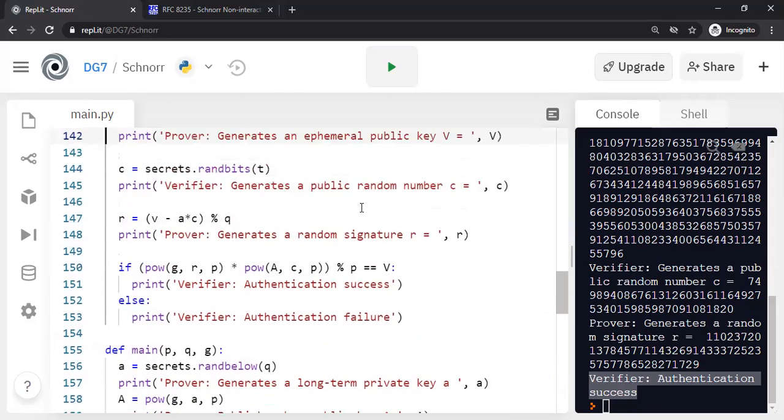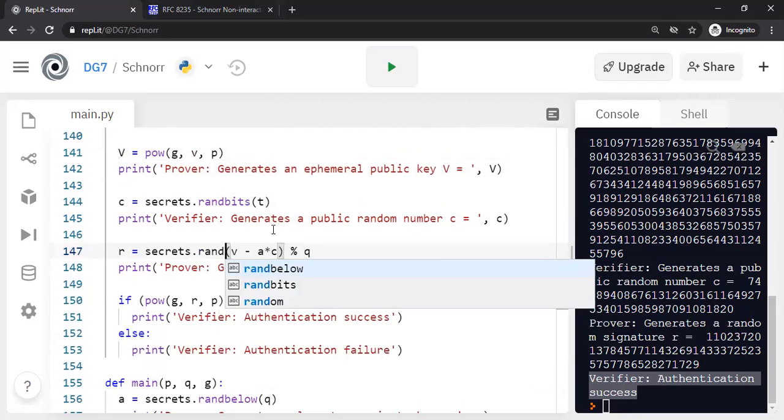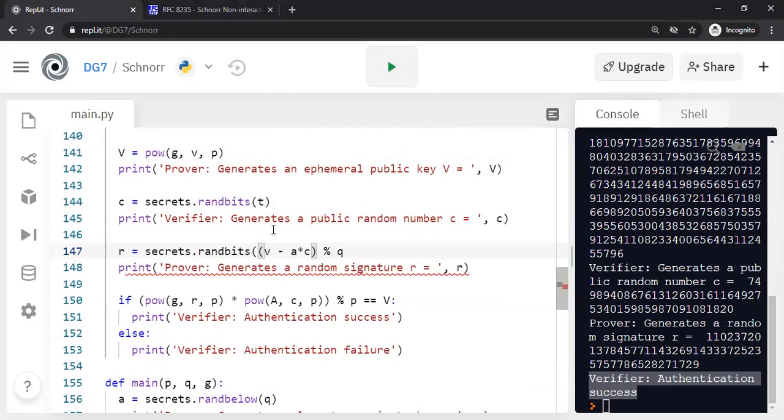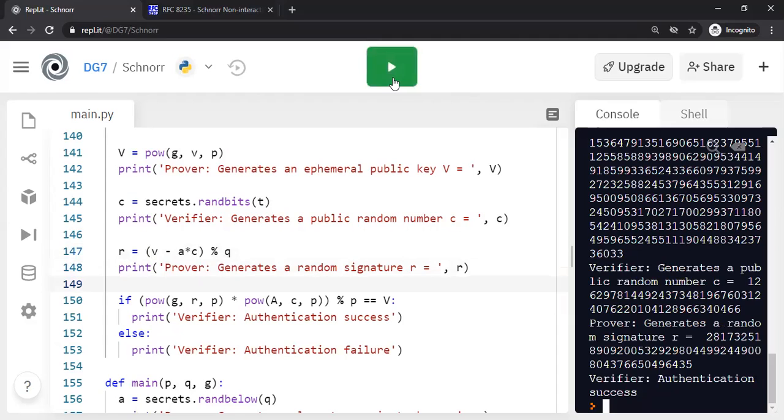Now let's pretend that I am a bad guy and I don't know the small a. So what if I just send some random number, secrets dot random bits of T, some random bits. The verification should fail now, right? Because I don't know small a. You see here, verification failed. So this is not exactly a digital signature at this point. It's an identification scheme, where you are trying to prove that you know small a. Only if you know small a, and we assume the discrete logarithm problem is hard, then the scheme works. That's all. Thank you very much.